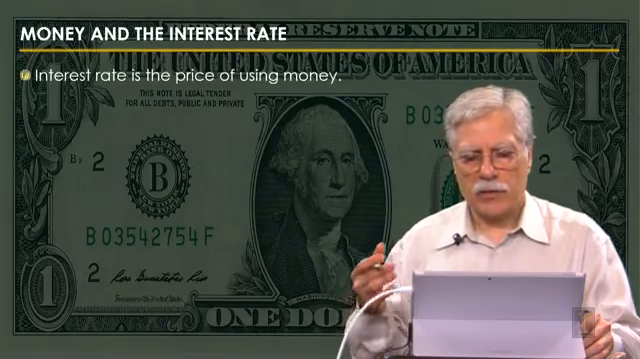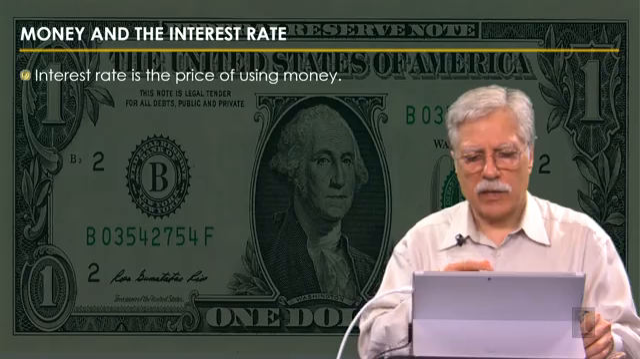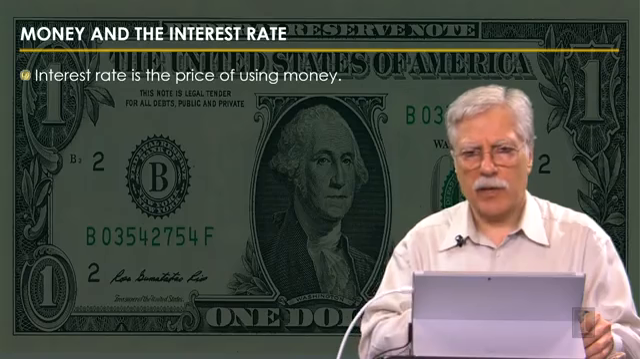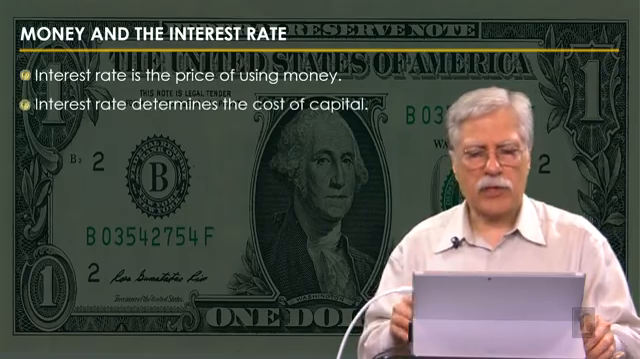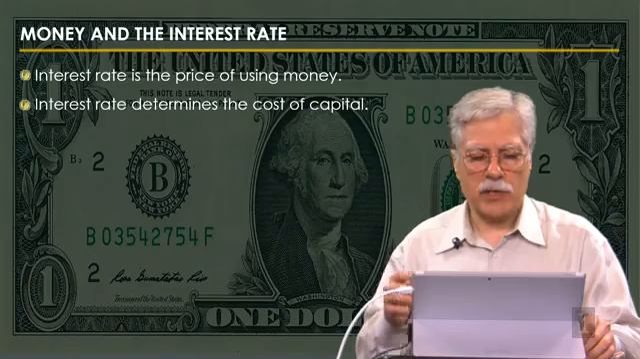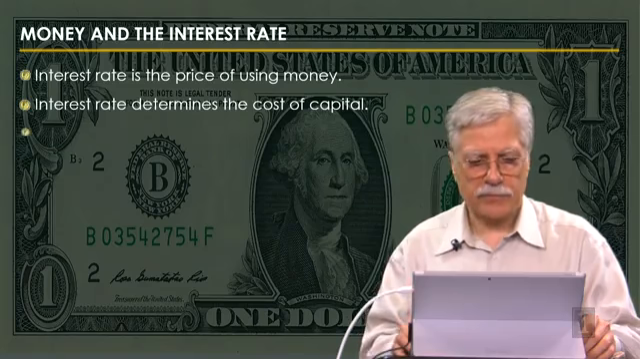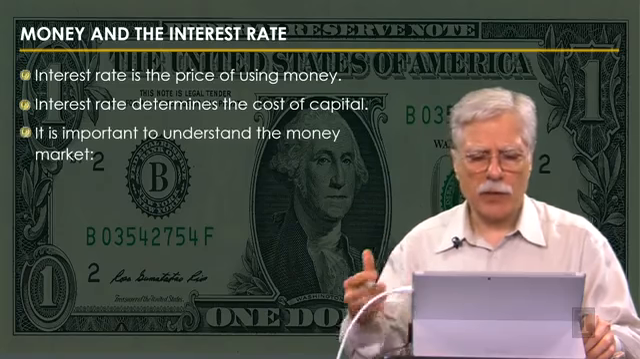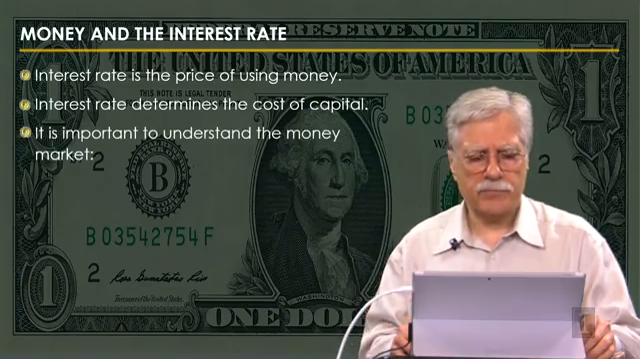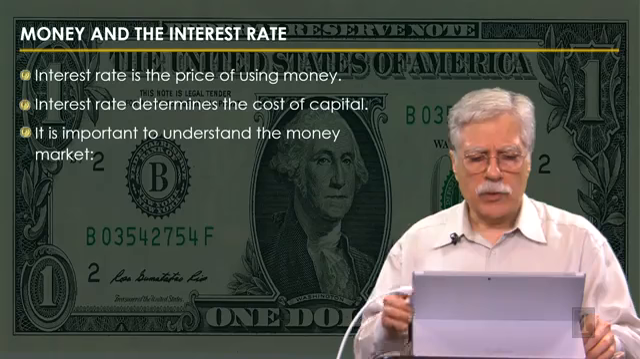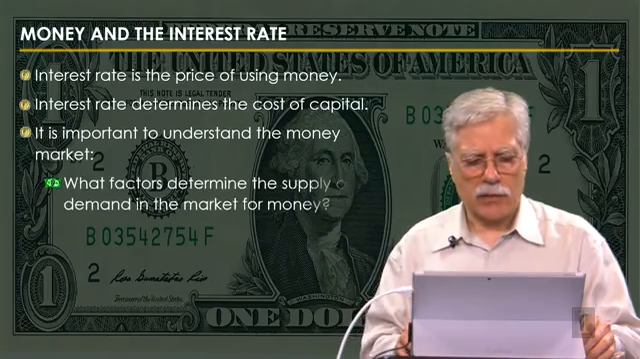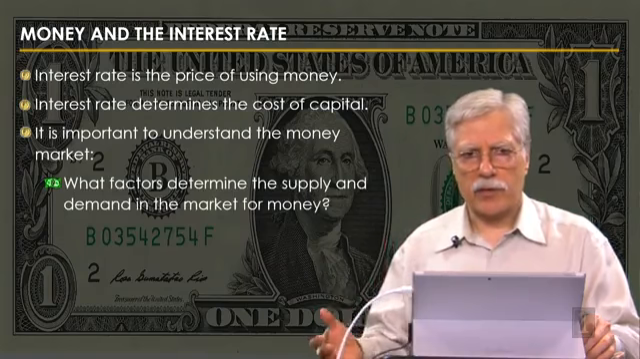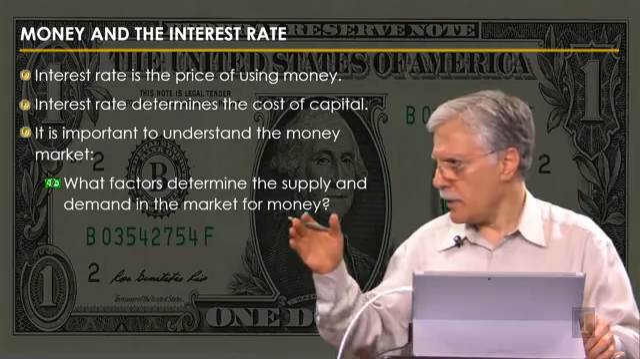The interest rate is directly connected to the amount of money that we have because it's the price of using money. The interest rate is important, especially because it determines the cost of capital and therefore the amount of investment we see in the economy. So in order to understand the interest rate, we need to understand the money market. We want to know what factors affect supply and what factors affect demand.